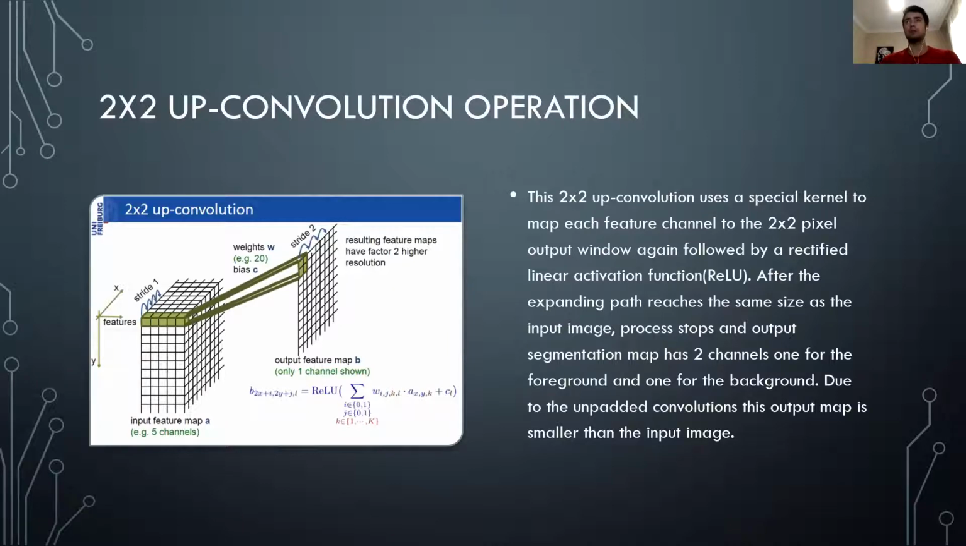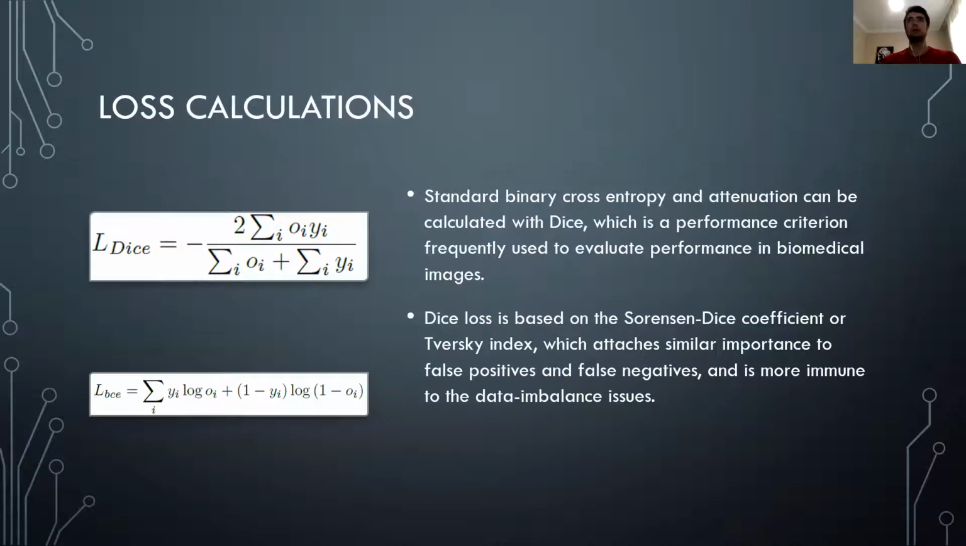After the expanding path reaches the same size as the input image, the process stops and the output segmentation map has two channels, one for the foreground and one for the background. Due to the unpadded convolutions, this output map is smaller than the input image. For loss calculations, standard binary cross entropy and attenuation can be calculated with DICE, which is a performance criterion frequently used to evaluate performance in biomedical images. DICE loss is based on the Sorensen DICE coefficient or Tversky index, which attaches similar importance to false positives and false negatives, and is more immune to data imbalance issues.